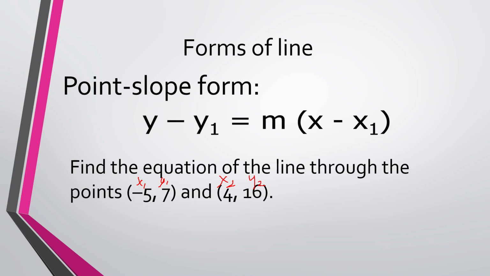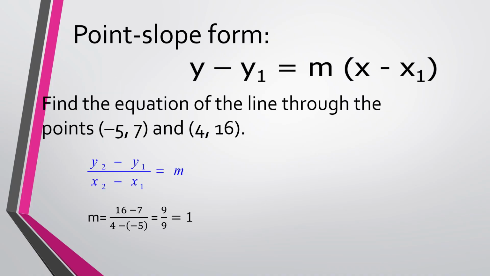Now, in order for you to make this an equation, you need to find the slope first. So, since the two points are given, we can find that one. Okay. So, in this form, our formula for getting the slope is y sub 2 minus y sub 1 over x sub 2 minus x sub 1.